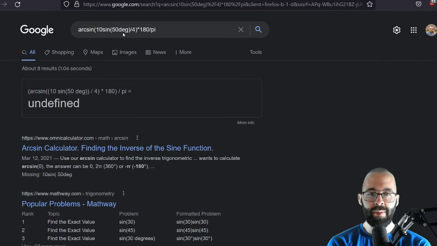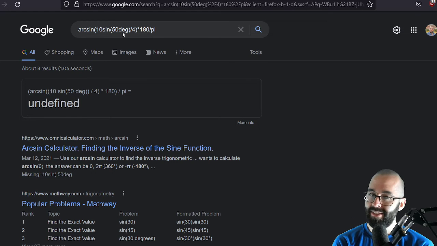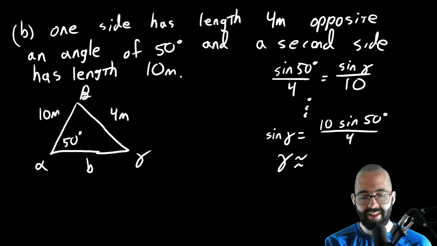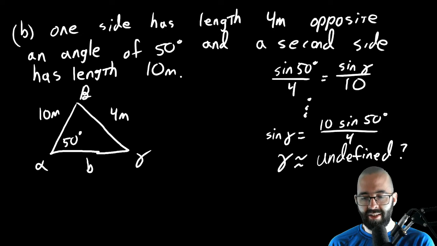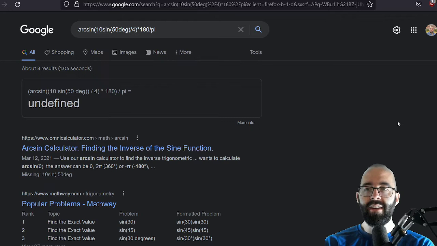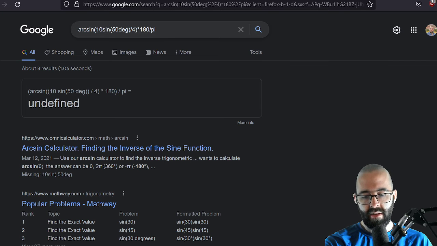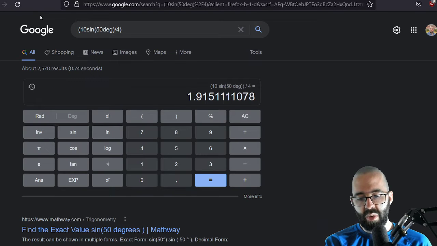Is Google failing me again? Maybe. It says it's undefined. Maybe it's undefined? Let's look at this. What are we taking the arcsine of? What is this thing right here? I'm trying to take the arcsine of this red thing, which is 1.9.